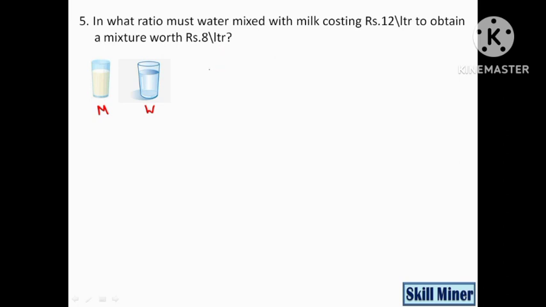Now it's given that there is a milk, there is a water. The amount of milk is 12 per liter. There is no amount for water, so it is 0.